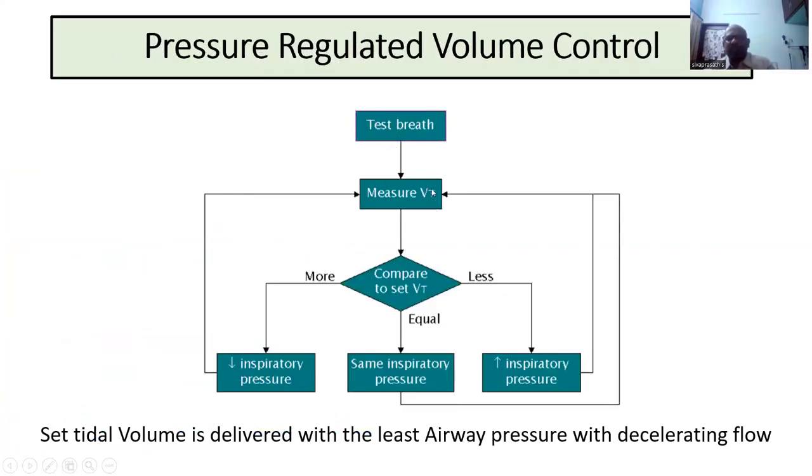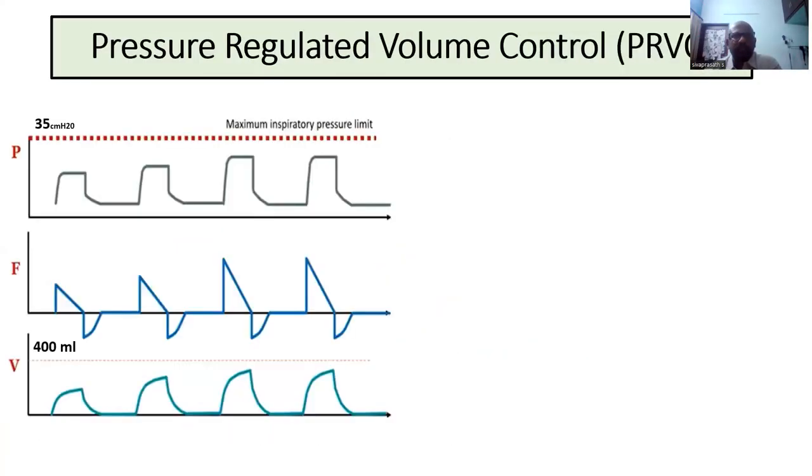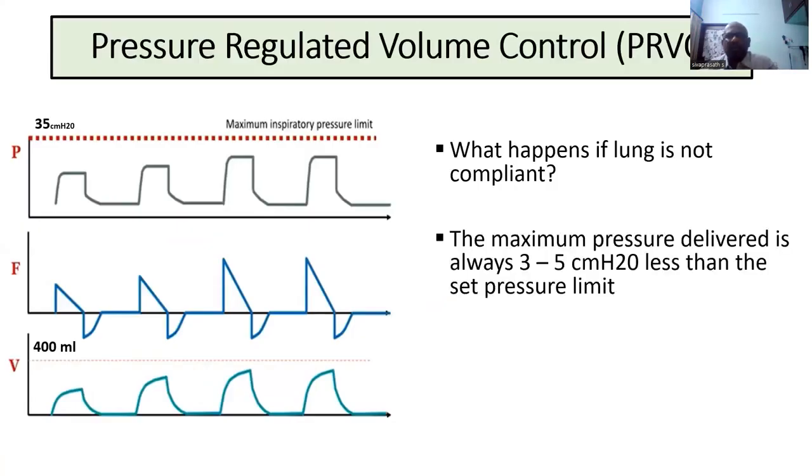Now it will start to give the inspiratory pressure and compare with the set tidal volume. If it is less, it will start to slowly increase the inspiratory pressure. As the ventilation goes on, the inspiratory pressure will slowly rise from the P plateau levels. Peak inspiratory pressure will start rising and will try to target that tidal volume in decelerating flow. So what happens if the lung is not compliant?